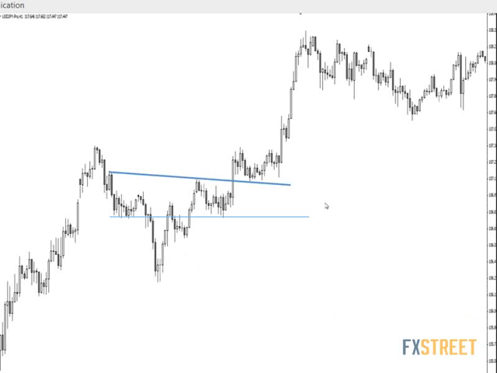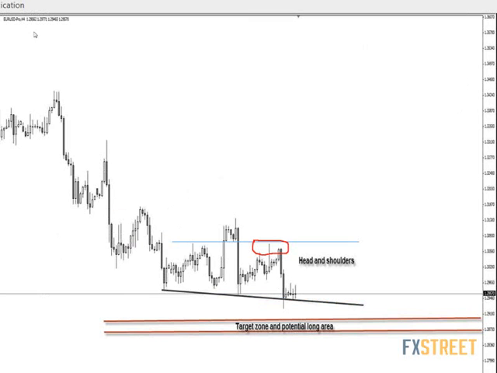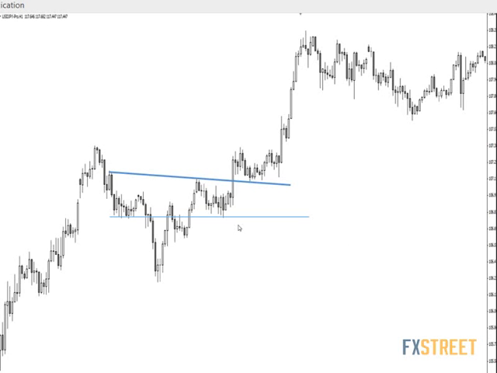Then we can go with inverse head and shoulders. It's the same approach with inverse head and shoulders as with head and shoulders. Inverse head and shoulders, you know the pattern. It stands vice versa to head and shoulders. It's a reversal, but a reversal to the long side. And there are also two approaches, conservative and modern.